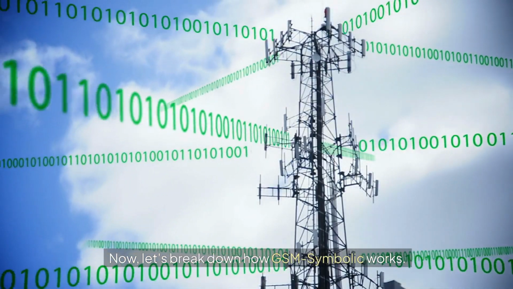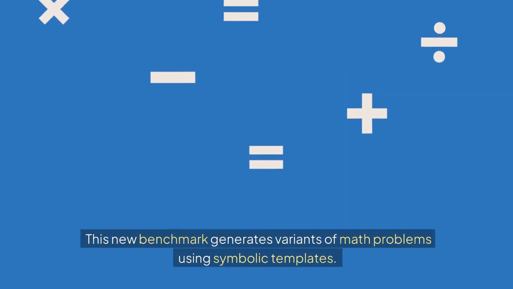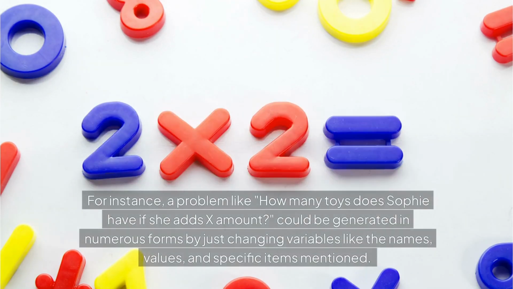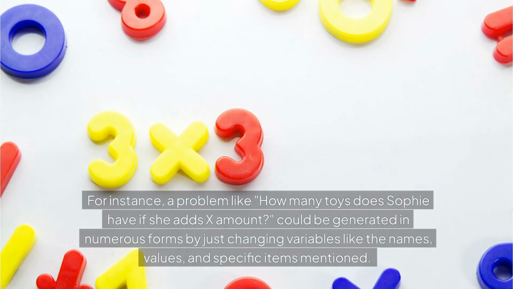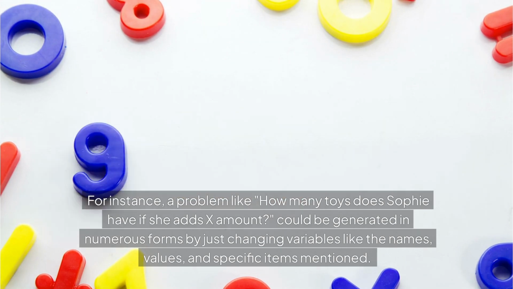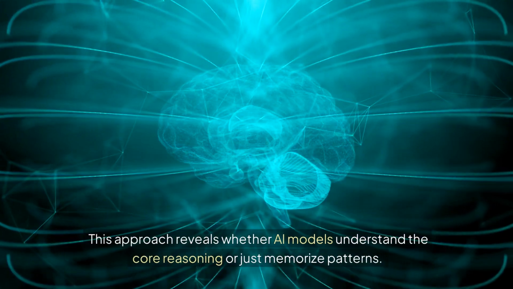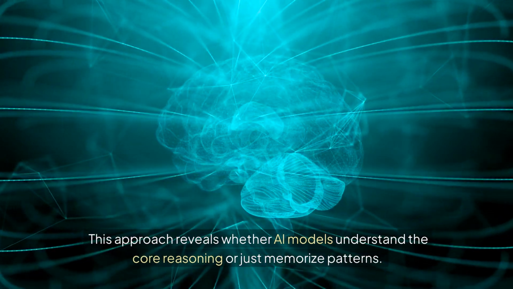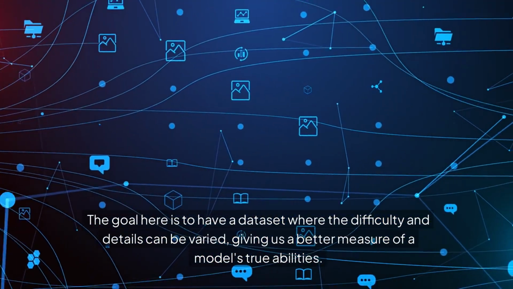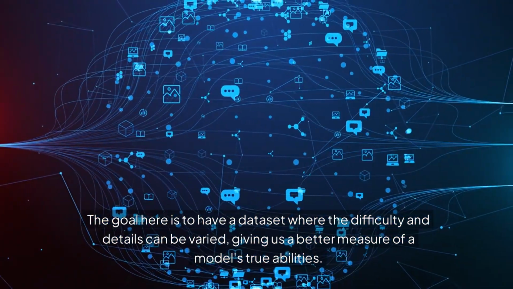Now, let's break down how GSM Symbolic works. This new benchmark generates variants of math problems using symbolic templates. For instance, a problem like, how many toys does Sophie have if she adds X amount, could be generated in numerous forms by just changing variables like the names, values, and specific items mentioned. This approach reveals whether AI models understand the core reasoning or just memorize patterns. The goal here is to have a dataset where the difficulty and details can be varied, giving us a better measure of a model's true abilities.